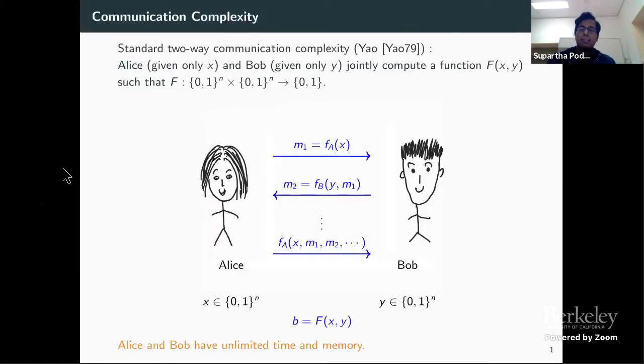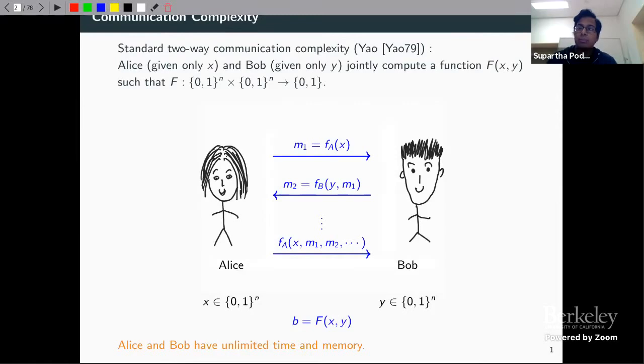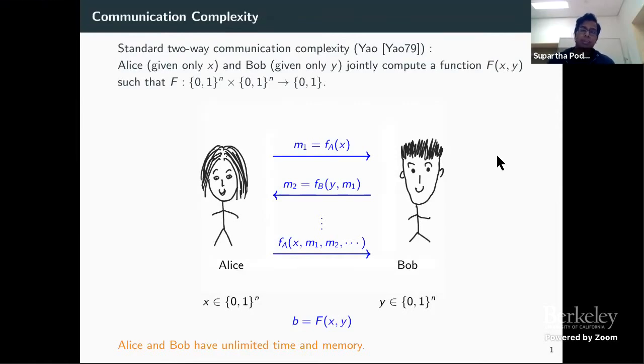So before I start talking about memoryless communication complexity, let me briefly recap standard communication complexity. It was introduced by Yao in 1979. Here we have a game with 2 players, Alice and Bob. They get their own inputs x and y, and they want to compute this joint function f of x, y. Obviously they need to communicate, and at each round they send 1 bit at a time. The goal is to compute the function by exchanging as few bits as possible for all possible x and y.